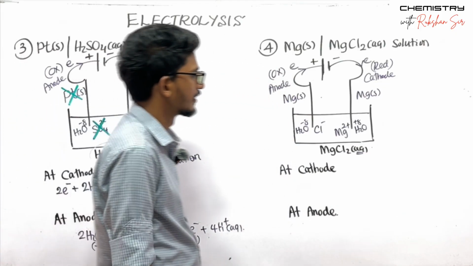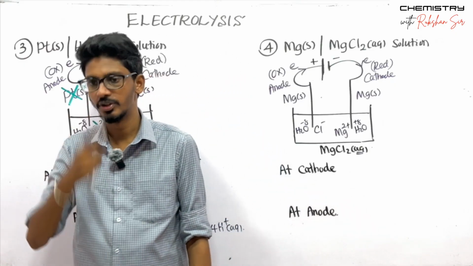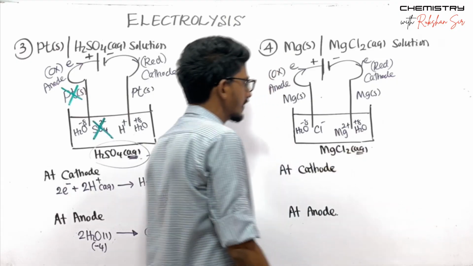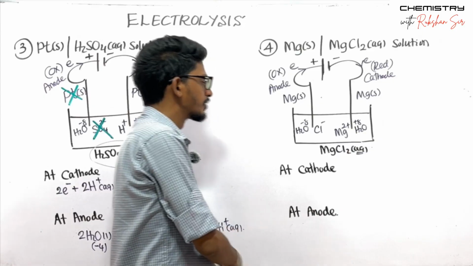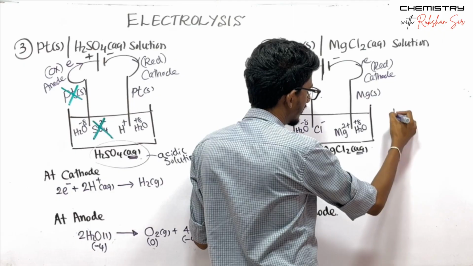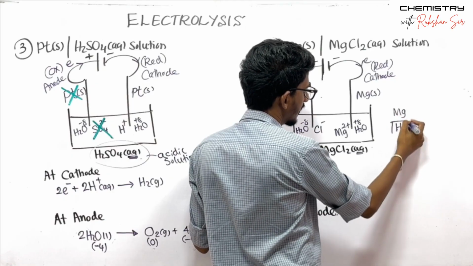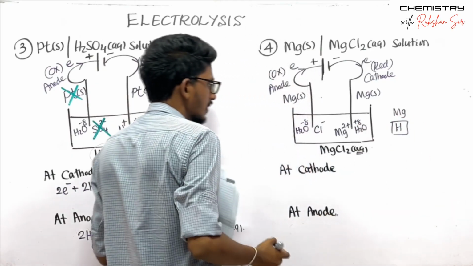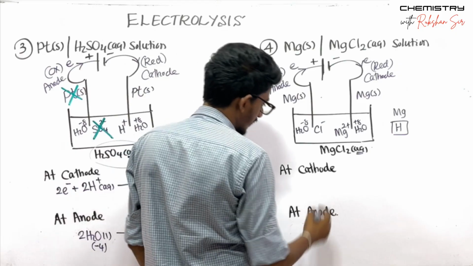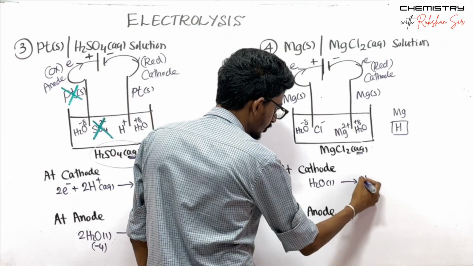Okay, let's come up with the two reactions there. First, the cathodic reaction. Out of the species coming towards the cathode, the one which is very keen to get reduced will reduce first. That is the one which is relatively lower in the activity series. So when it comes to the activity series, hydrogen is relatively lower than magnesium. So H2O will reduce first. H2O will reduce to H2 gas.